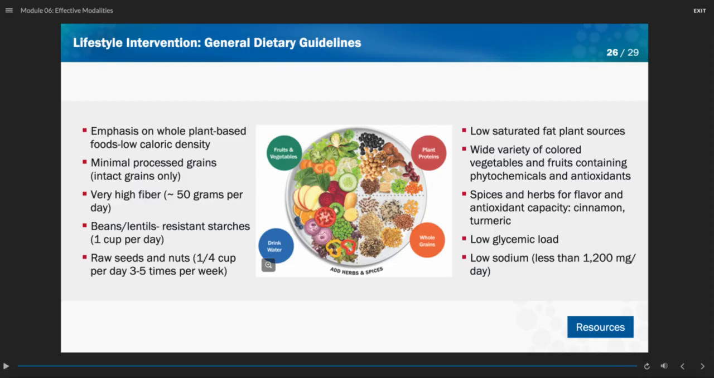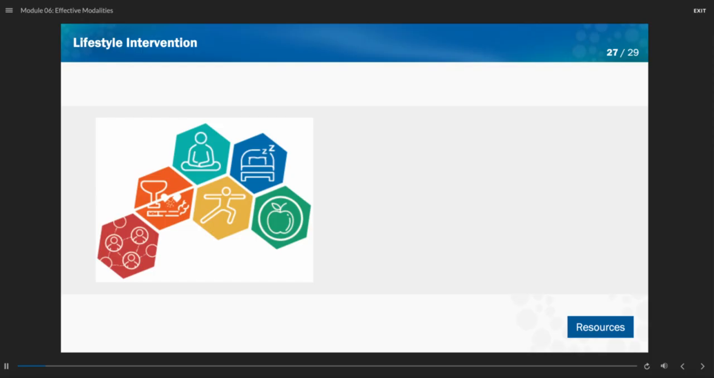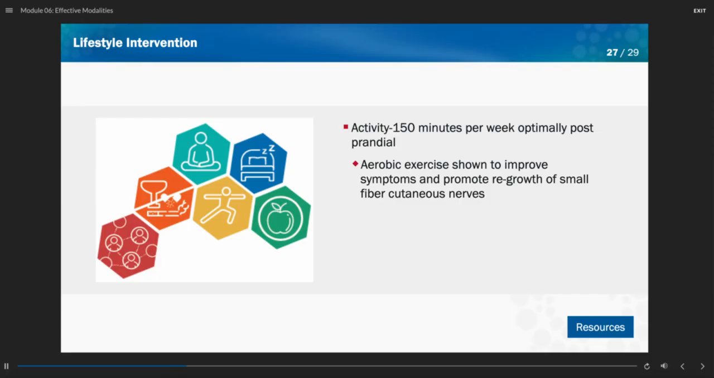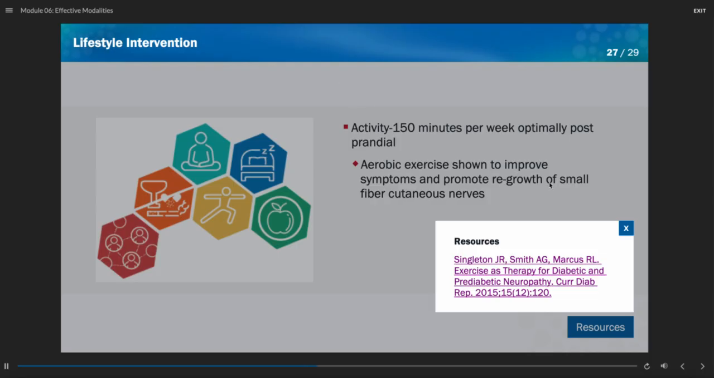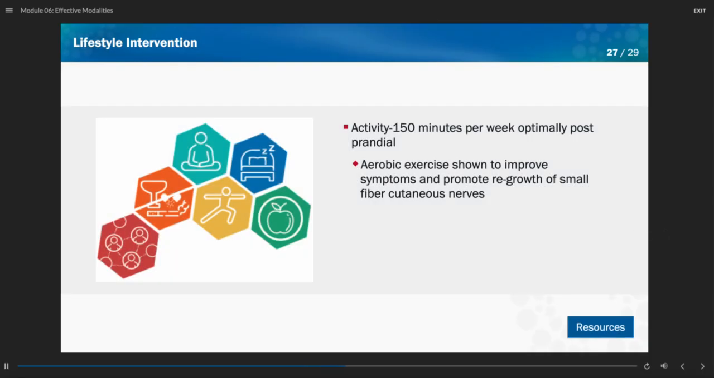In addition, and has been covered in other units in this course, we see that the addition of activity, especially about 150 minutes per week, that is optimally after meals, is beneficial. And aerobic exercise has been shown to improve symptoms and promote regrowth of small cutaneous nerve fibers. And so the exercise is not only beneficial for reduction of inflammation, weight loss, but the exercise also improves the neuropathic symptoms for someone living with diabetic peripheral neuropathy.